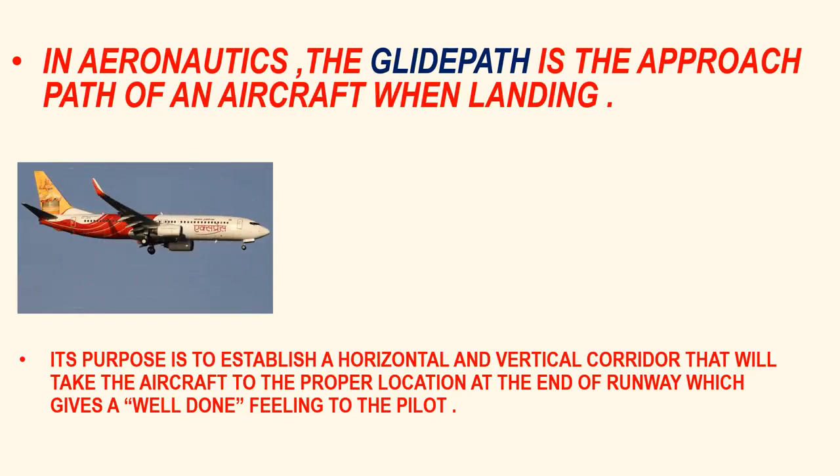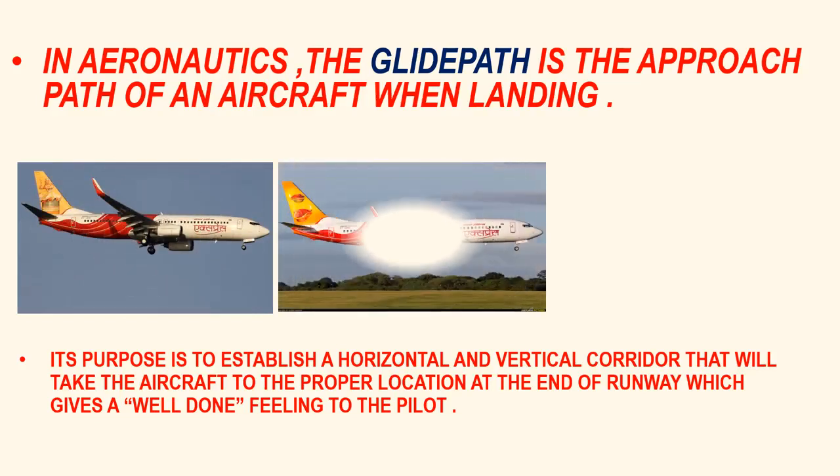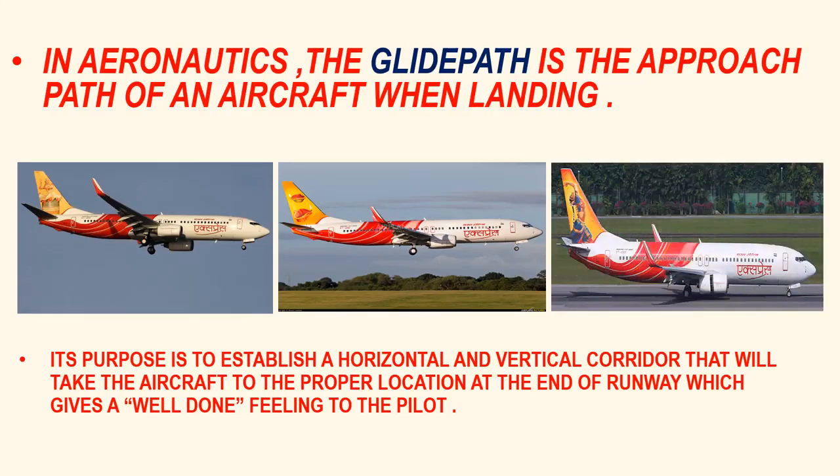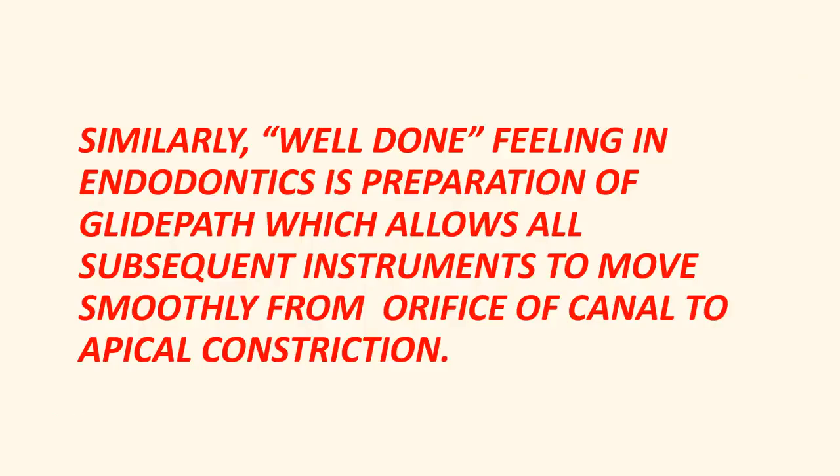In aeronautics, the glide path is the approach path of an aircraft when landing. Its purpose is to establish a horizontal and vertical corridor that will take the aircraft to the proper location at the end of a runway, which gives a well-done feeling to the pilot. Similarly, in endodontics, the preparation of a glide path allows all subsequent instruments to move smoothly from the orifice of the canal to the apical constriction.